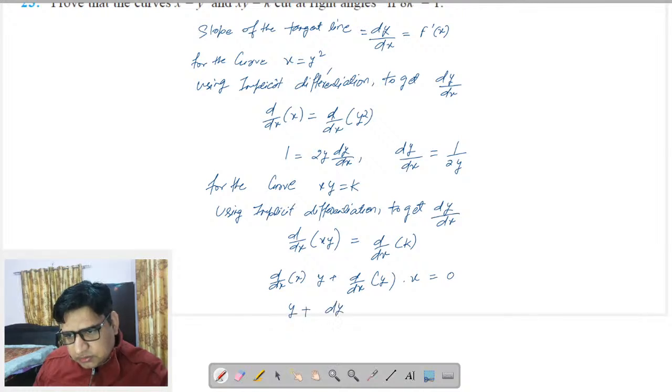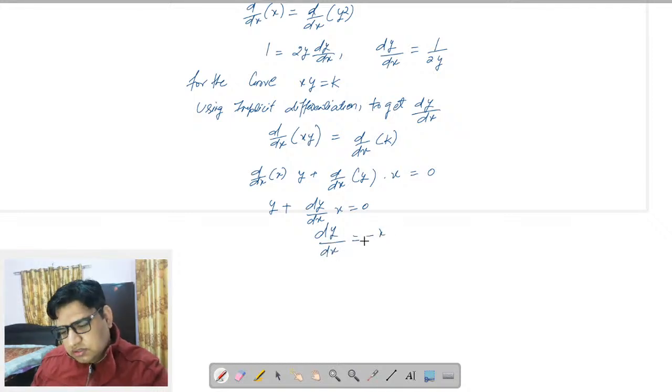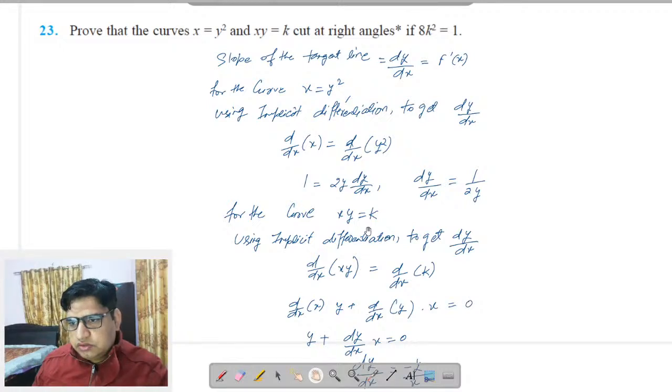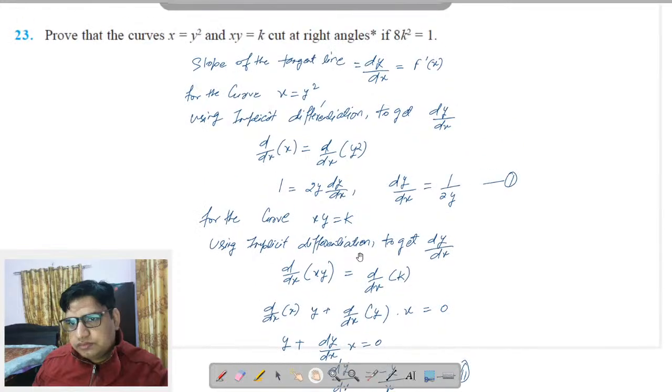So from here what we get is y plus dy by dx times x is equal to 0, and if we solve it further, dy by dx is equal to minus y upon x. Okay, so dy by dx is equal to minus y upon x, and for the first curve dy by dx is equal to 1 upon 2y. So these are the two equations that we got.